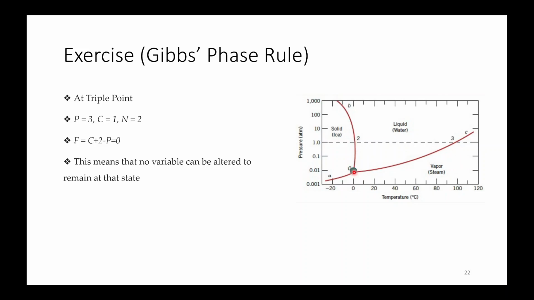Third is on triple point, you will be getting your degree of freedom as 0. Here your phases will be 3 and other will be same. It means that no variable can be altered to remain at the triple point state.